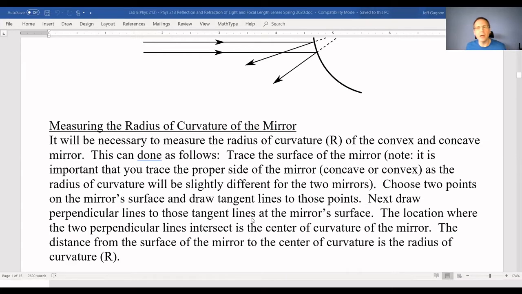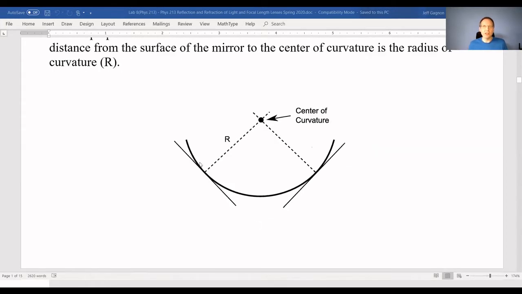So the way that I did this was I traced out the mirror, right? For the concave, I traced out the inside of the mirror. For the convex, I just traced out the outside of the mirror, so it's slightly larger radius. And then I drew two tangent lines, and they don't have to be anywhere special because we're assuming this mirror is circular. So I drew two tangent lines, in this case, one here, one here. Then using a protractor, I drew a line perpendicular to that tangent line, another line perpendicular to that tangent line. And where they cross should be the center of that circle. So the distance from that center to the mirror is the radius of curvature, right? It's the radius of the mirror.